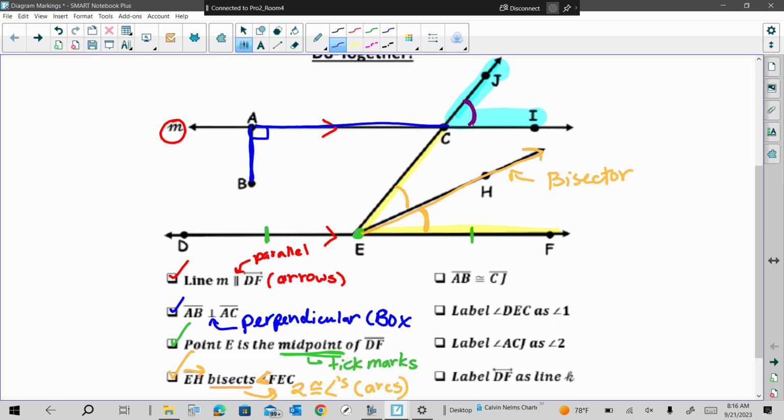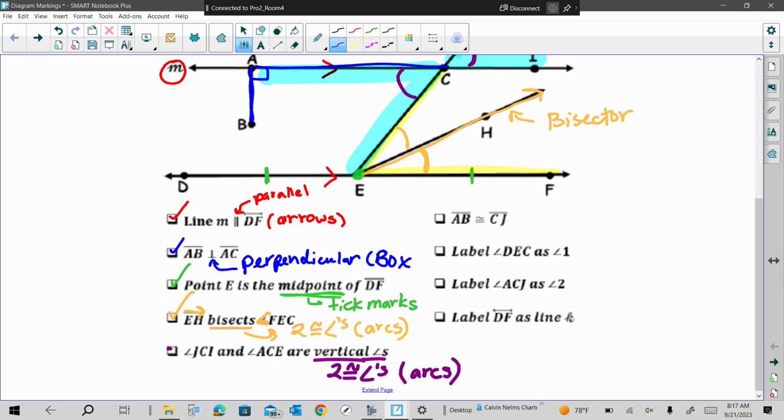Now, vertical angles are across from each other. So if this is JCI, vertical to that angle is the angle here, ECA. They are across from each other. So that means we're going to put an arc on that angle as well. So that's marking vertical, seeing the two arcs. So I went ahead and did that one. So I'm going to put a check there.